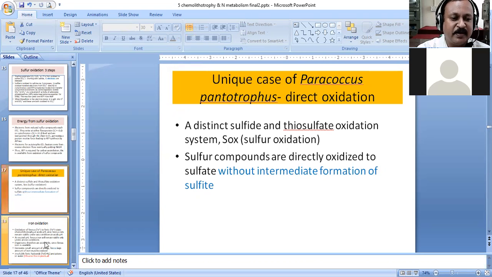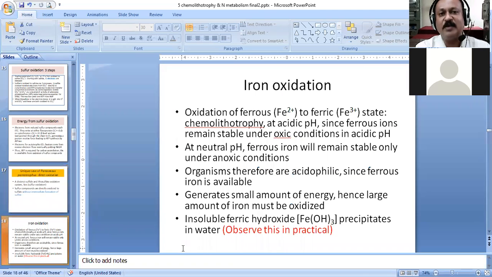With that, I think it's already 12 o'clock, and the time for my lecture is over. In tomorrow's lecture, we shall go for another kind of organisms which can oxidize iron compounds. Today we are not going to see that. We shall stop the lecture.